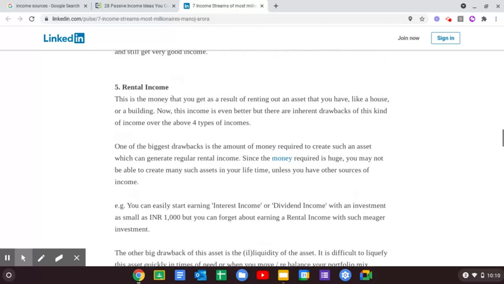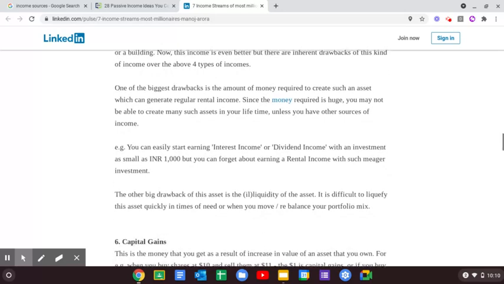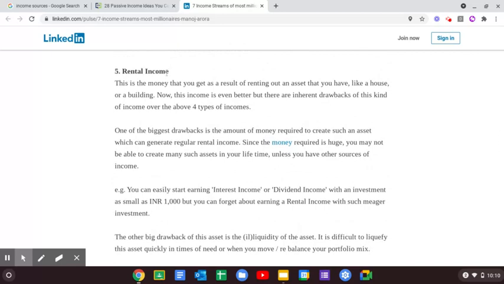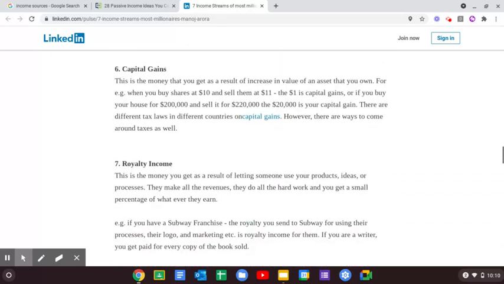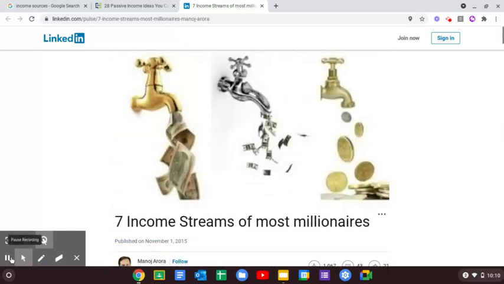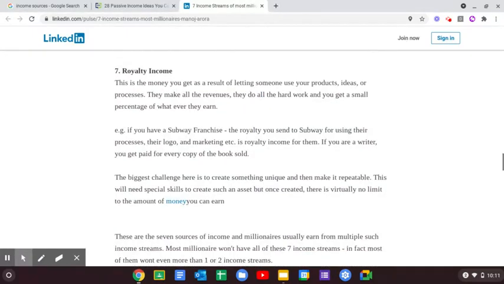Rental income, you have to upkeep the property, so I don't know how passive that one is. But it's owning something that we can rent out. We look at rental property more so as a house, but we also saw you can rent out your car. Capital gains and royalty income. Those are all great ways that people are able to make money. The one that is probably pretty neat is royalties, letting someone use your product, ideas, or processes. They make all the revenues, they do all the hard work, and you get a small percentage of what they earn. This is where the people are making big time money, in royalties.